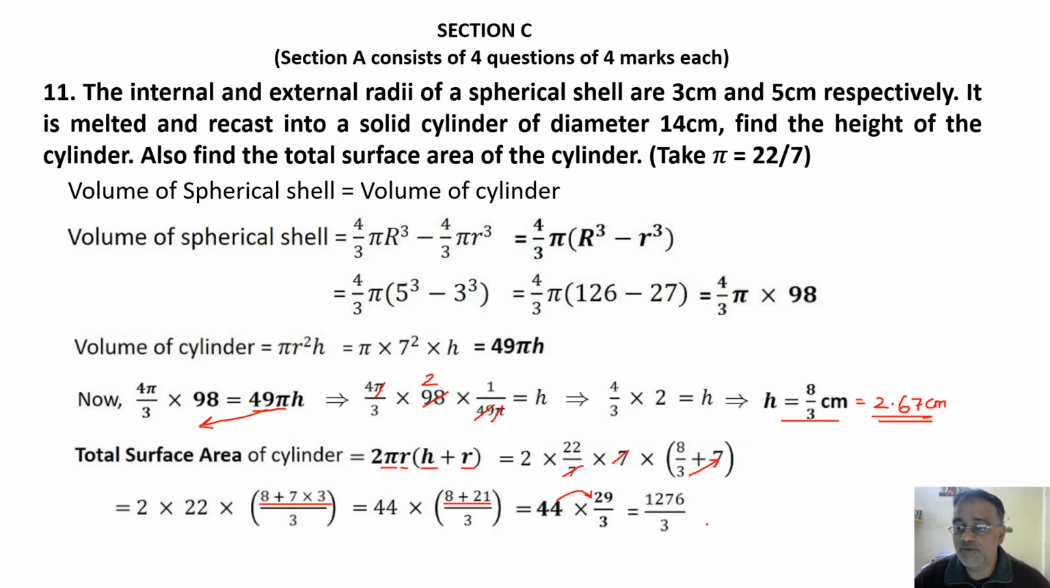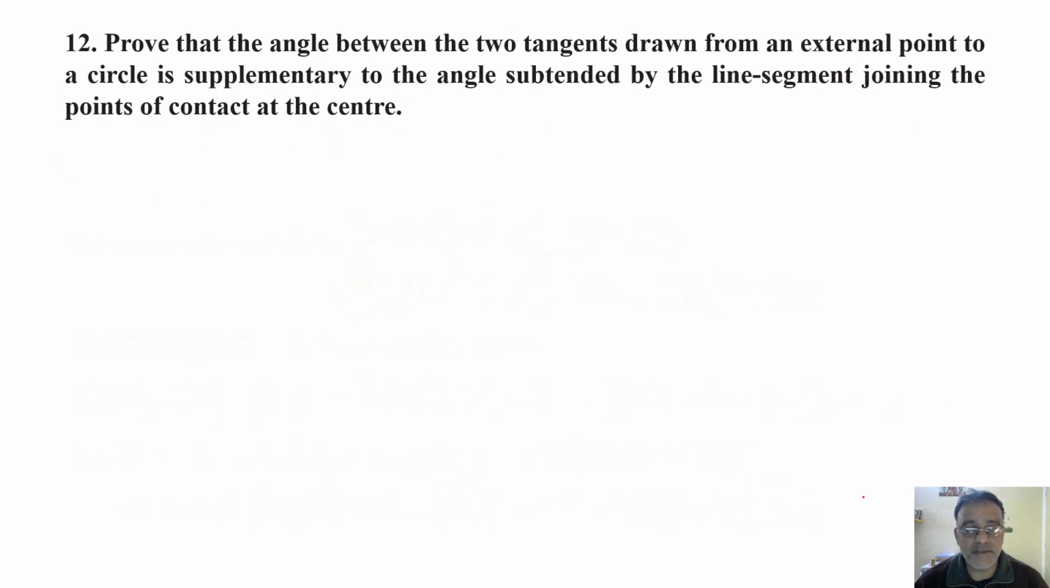So 1276 divided by 3, you will get 425.33 centimeter square. So this is the final answer. Any doubt in this question? No, sir. Okay, now we are moving toward question number 12.